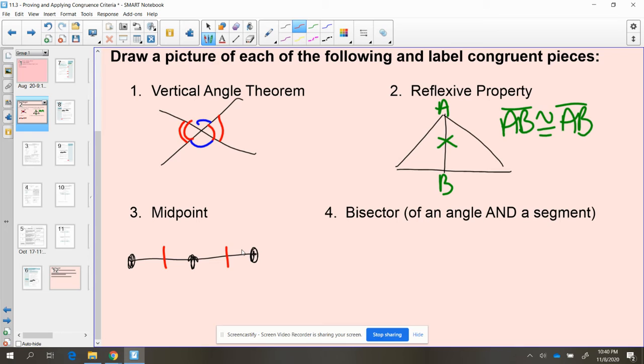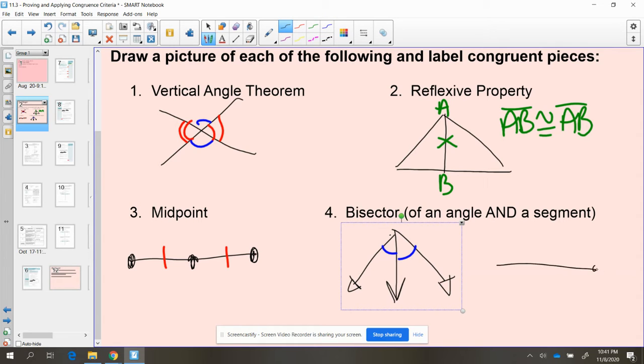And then finally, a bisector could be considered both of an angle and a segment. A bisector of an angle is a ray, and what the bisector does is it cuts the angle into two congruent pieces. Again, we also could have a bisector of a segment. Let's say a line is bisecting that segment. We would mark our pictures accordingly. Okay, so there's some review of some terminology we've talked about in the past.